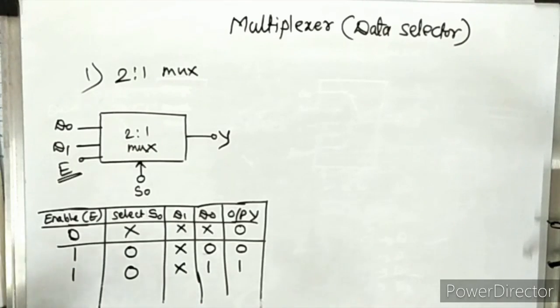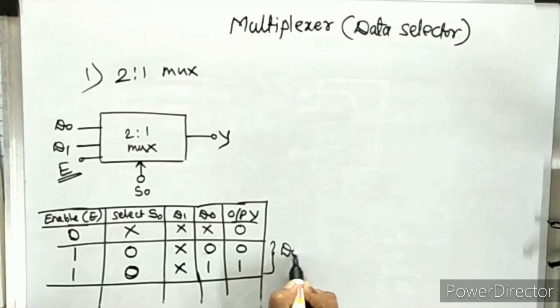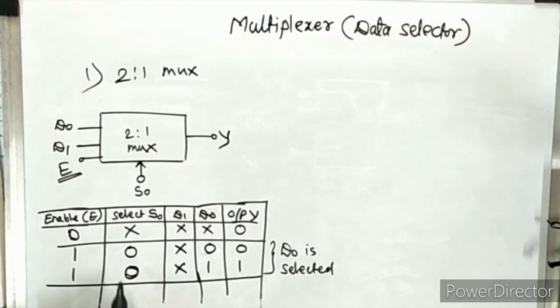Whatever data is available on D1 will not appear at the output, because of this select line status, it is 0, only D0 is selected. So the status of this D0, if it is 0, then the output will be 0. If it is 1, the output will be 1. That means here D0 is selected. Which input is selected? The D0 input is selected because S0 is 0.